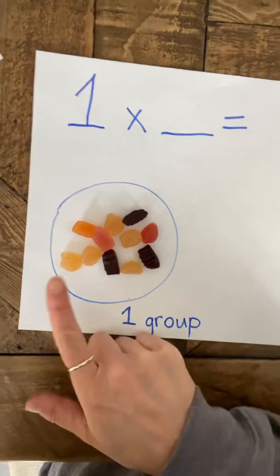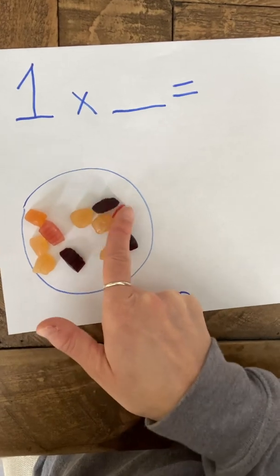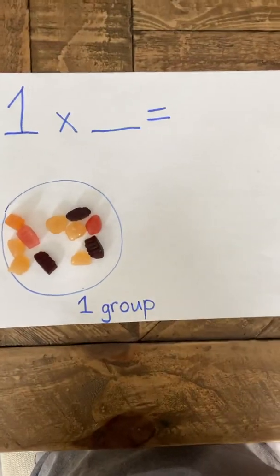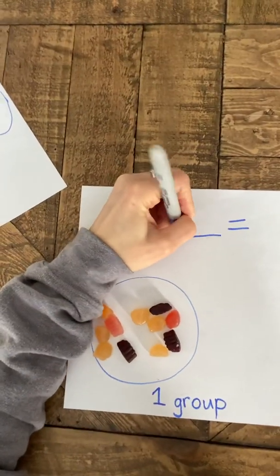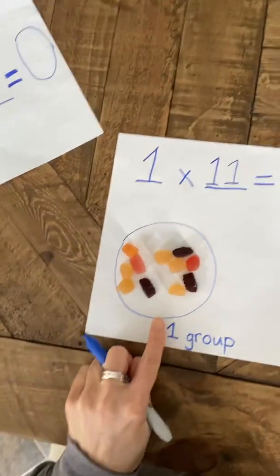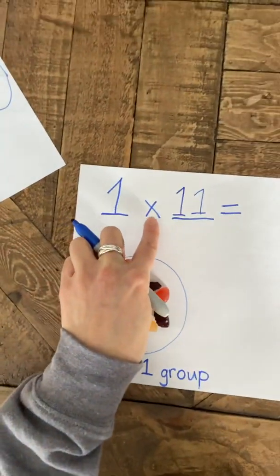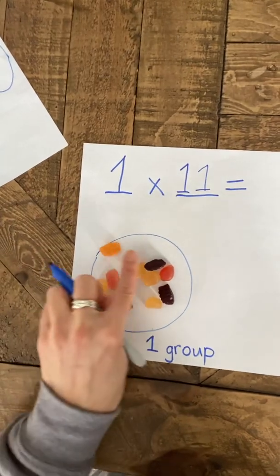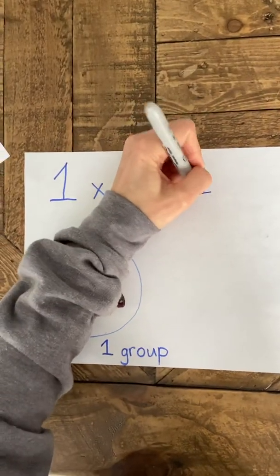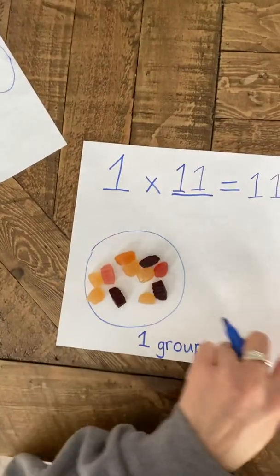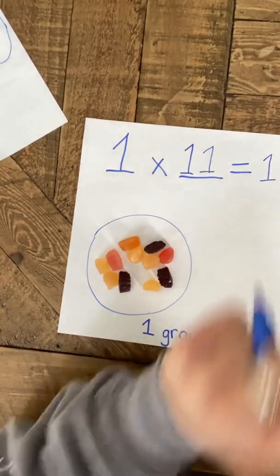I only have 1 group, and I have 1, 2, 3, 4, 5, 6, 7, 8, 9, 10, 11 in that group. So that means I'm going to set this 11 here in the blank, and I only have 1 group of 11 items. So that is shown by 1 times 11, 1 group, 11 things in my group. That answer is 11. I'm not adding on any other groups because I just have my one group here, and I have 11 items, which gives me 11.